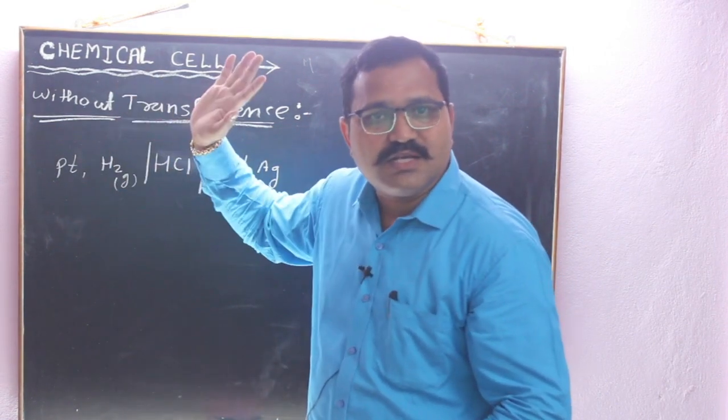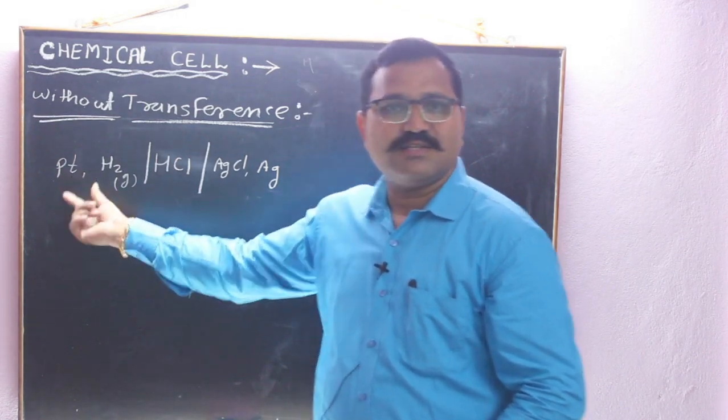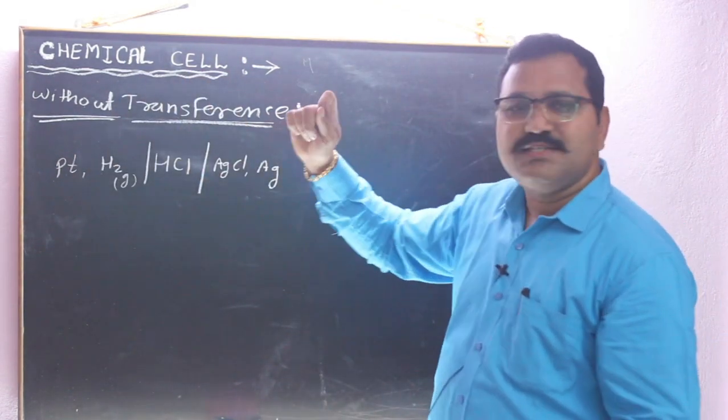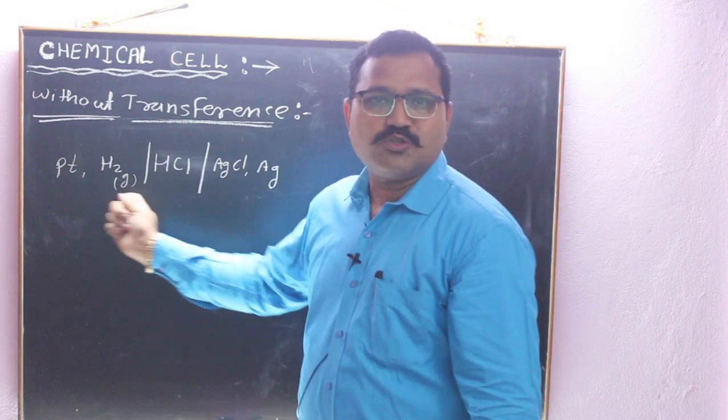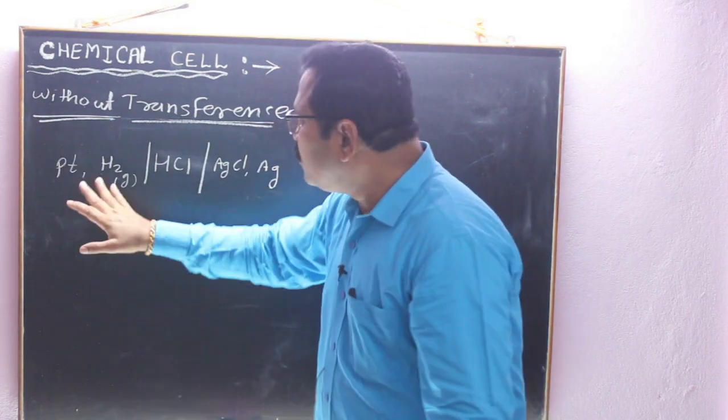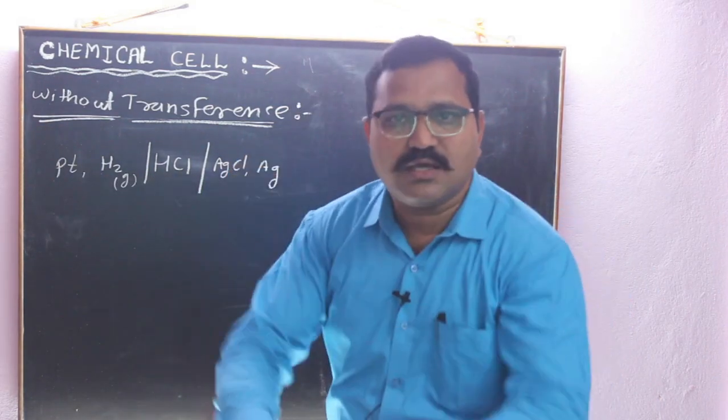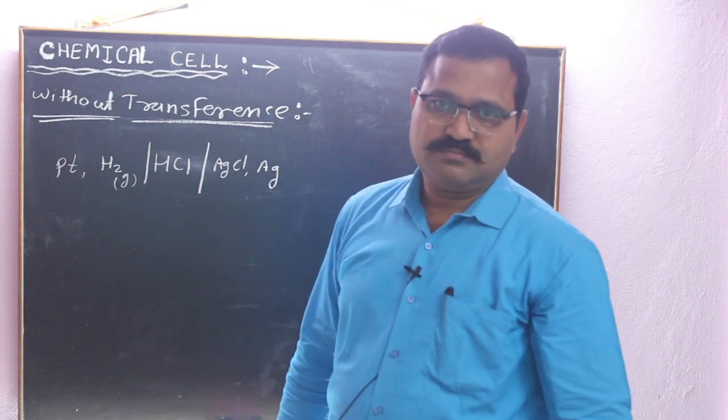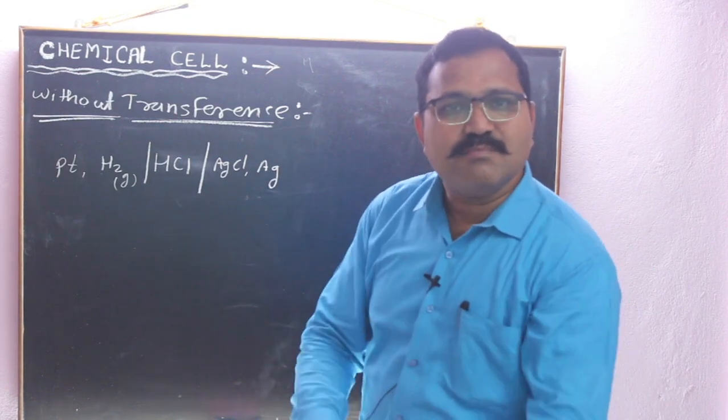And why is it a chemical cell? Two different electrodes: here the hydrogen electrode, here the AgCl electrode. And there is no transfer of ions. Both the electrodes are dipped in the same electrolyte solution. Okay, the next part is the same.